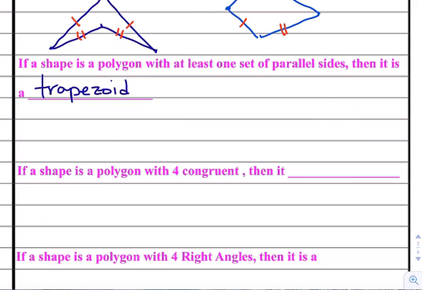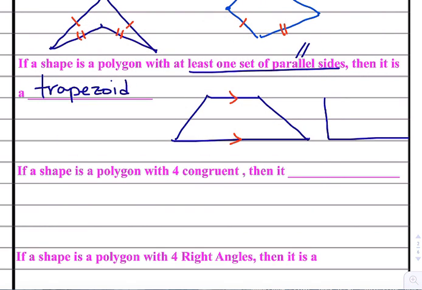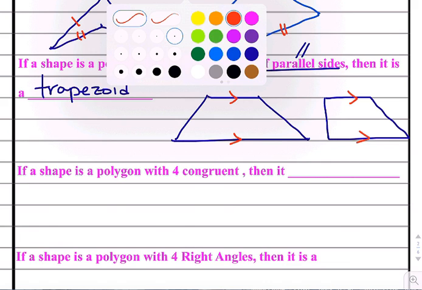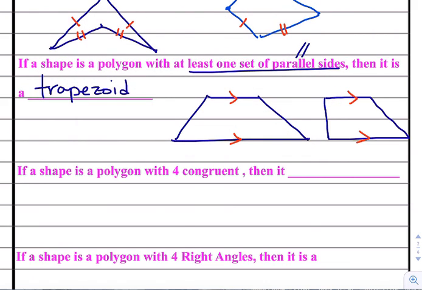Okay? So at least one set of parallel sides. Remember, parallel looks like this. And so if I have a top and, say, a bottom that are parallel, the other ones don't have to be. We call that a trapezoid. So there's a common look of a trapezoid. We also have variations, so something like this would still be a trapezoid, because again, we have one pair as parallel, or even something like this.